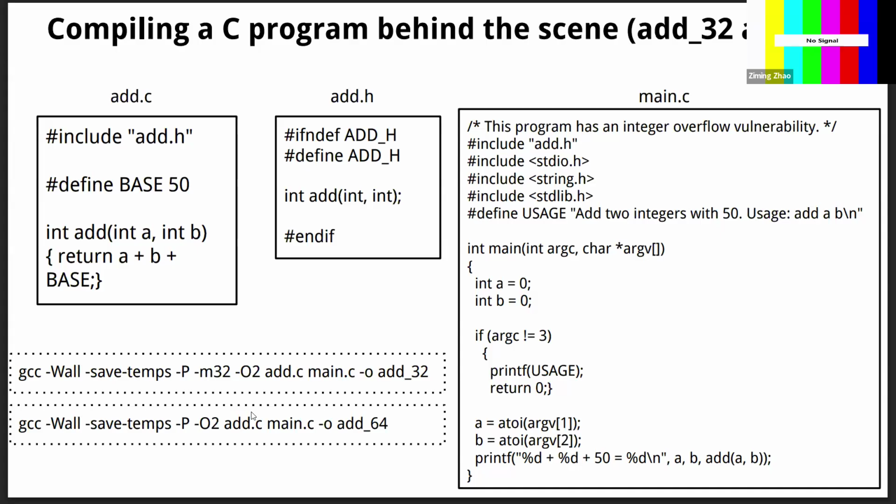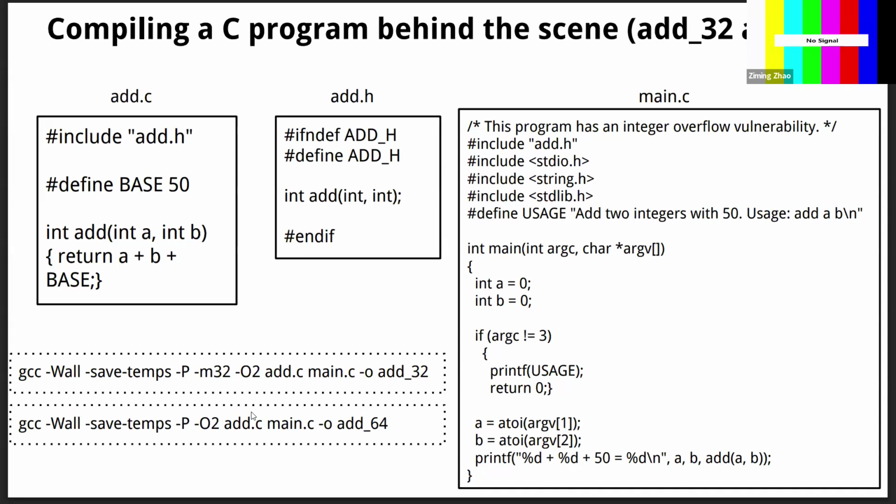Otherwise, if the arguments are 3, we are going to convert the first argument and the second argument. The argument starts with the zeros, right? Convert them from ASCII to integer. Then we just add them together. We just printf. This is a C library function.